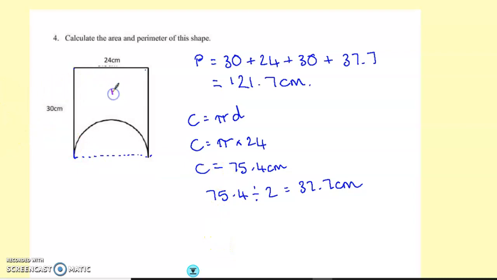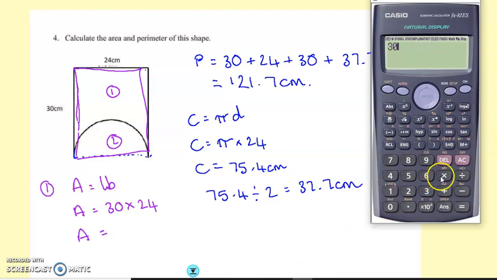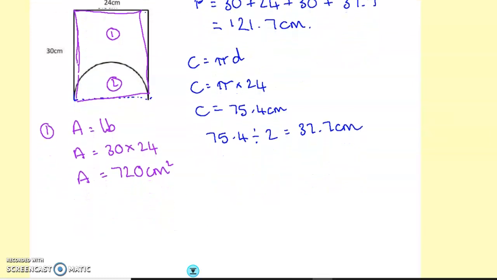Okay, last wee bit then, let's have a look at the area. I'm going to do the same again. I'm going to split it into two shapes. Shape number one is going to be my full rectangle, so all the way down, all the way up. Sorry about that bad drawing there. And shape number two is going to be my semicircle here. So area of a rectangle, L times B, which is 30 times 24, which is 720 centimetres squared.